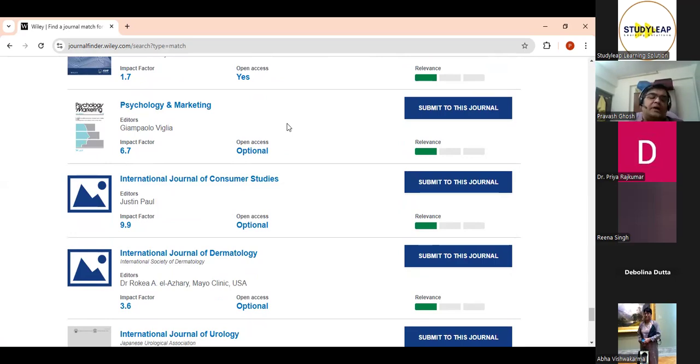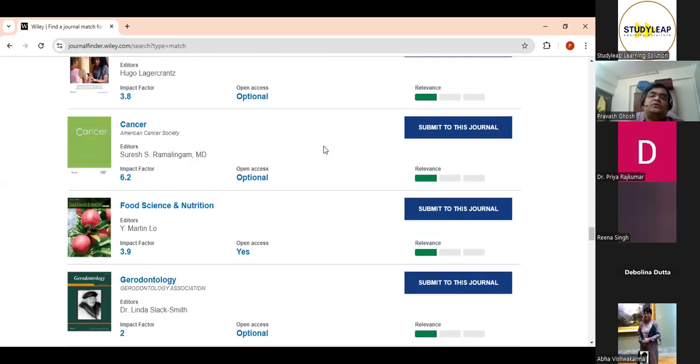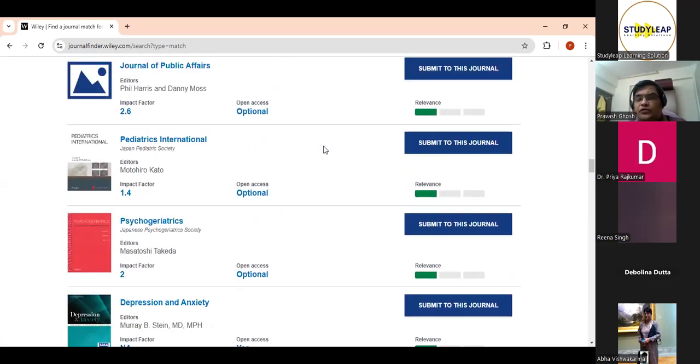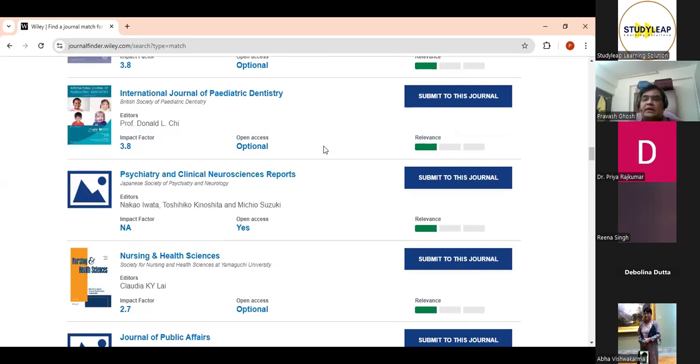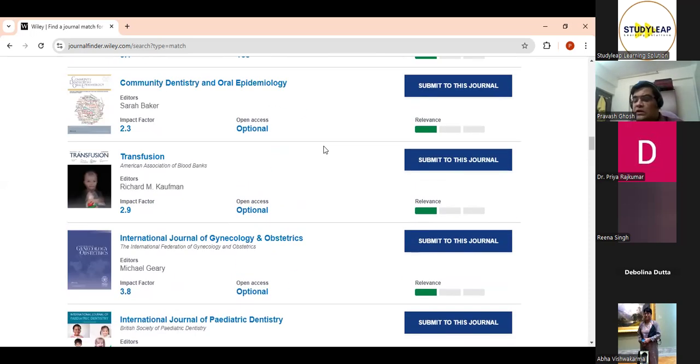So what we should do is find journals not only in one journal finder. We should go for at least 3-4 journal finders and then take the decision. Never rely on one journal finder.